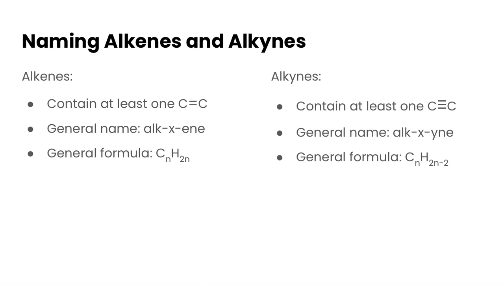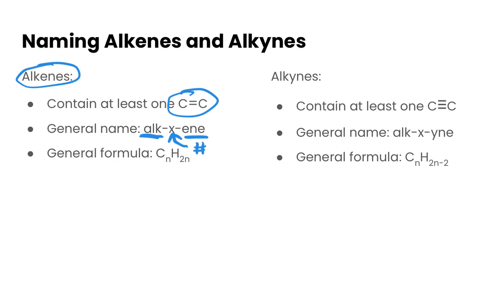In this video, we're going to take a look at how to name alkenes and alkynes, which are two other homologous series of organic compounds. So let's start with alkenes. Alkenes have at least one carbon-to-carbon double bond. The general name pattern uses the prefix, so it could be meth, eth, prop, but, pent, or hex, followed by X, which is a number that indicates where the double bond starts, and then followed by the ending ene.